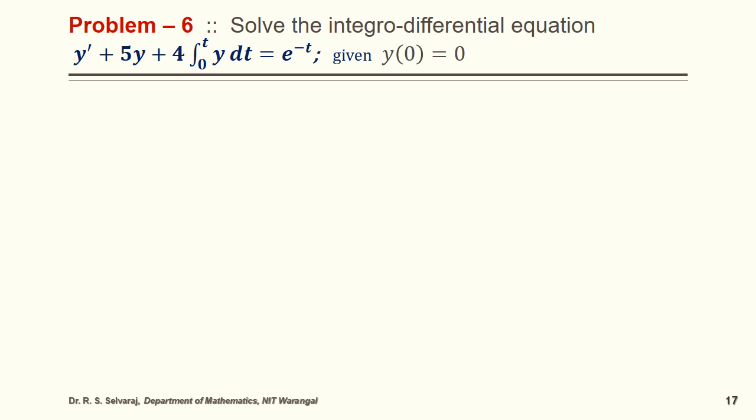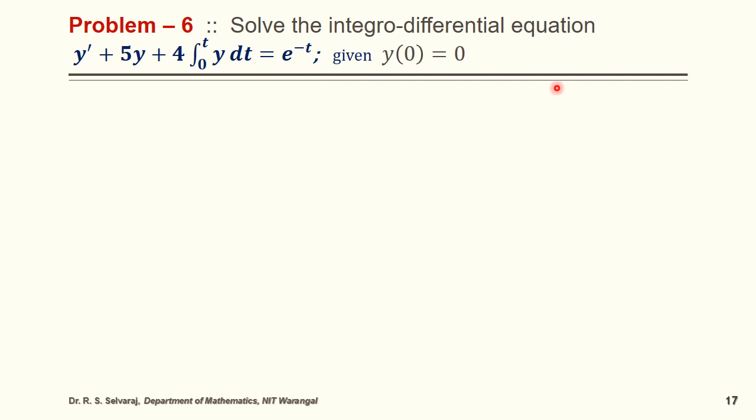Solve the integral differential equation y dash plus 5y plus 4 times integral 0 to t y dt is equal to e to the power minus t, given y of 0 is equal to 0. Why is this called an integral differential equation? Because the first two terms involve y dash plus 5y, which is part of a differential equation, and the third term involves integral 0 to t y dt, which is an integral of y. So because of which this equation is called an integral differential equation.